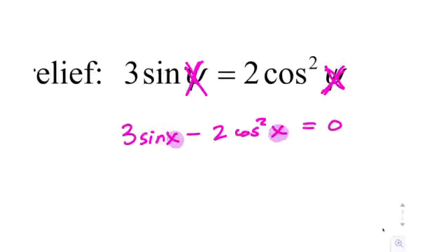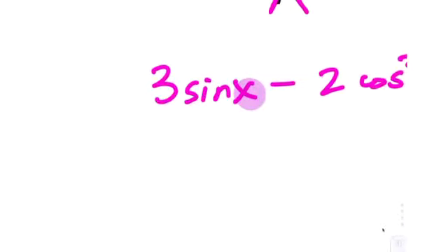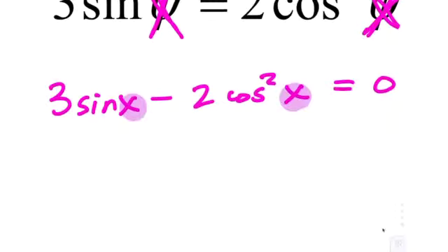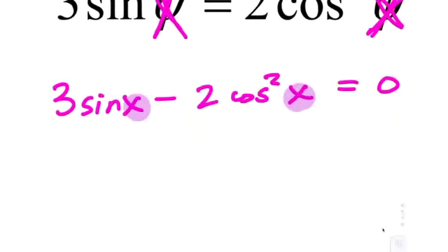I need to somehow change something so that I have something in common. Any ideas? This is where your identities might be helpful, because that helps us change the look equivalently. To get a common factor, I'm going to need either a sine in both terms or a cosine in both terms. So what are our options? I can either write sine in terms of cosine or cosine squared in terms of sine. Which one's easier?